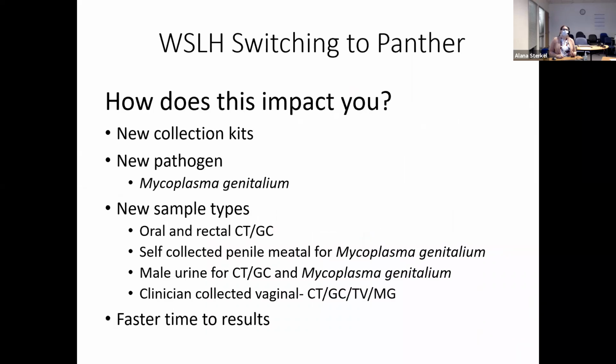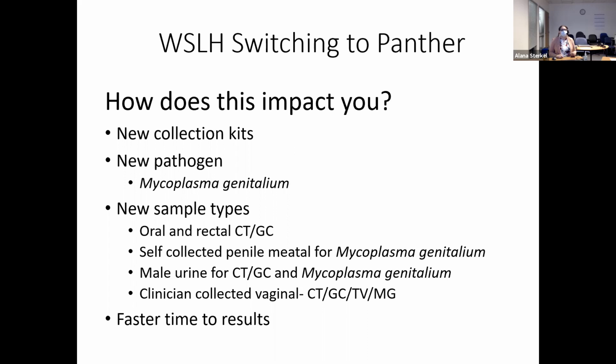So looking specifically at the State Laboratory of Hygiene, next. As I mentioned, we're switching to the Panther. So if you send us samples currently, as a quick update for you, how does this impact you? Over the next several months, we're going to be rolling out the different tests. As I mentioned, this does get complicated. Each test for each organism on each specimen type all has to be carefully evaluated in the laboratory to make sure it's working appropriately for you. So we're going to be sending out new collection kits. We're going to be able to test for additional pathogens we weren't testing before, like Mycoplasma genitalium.